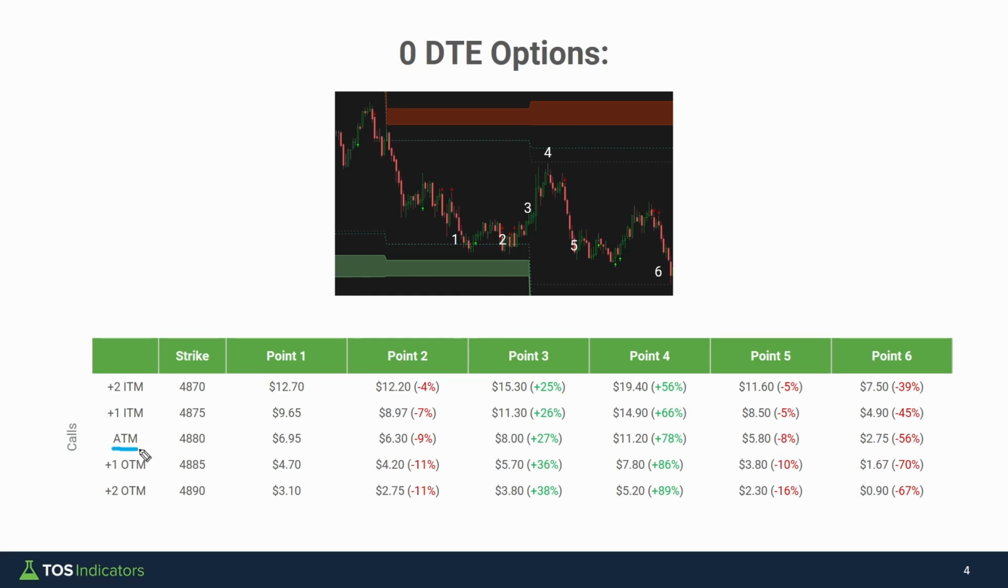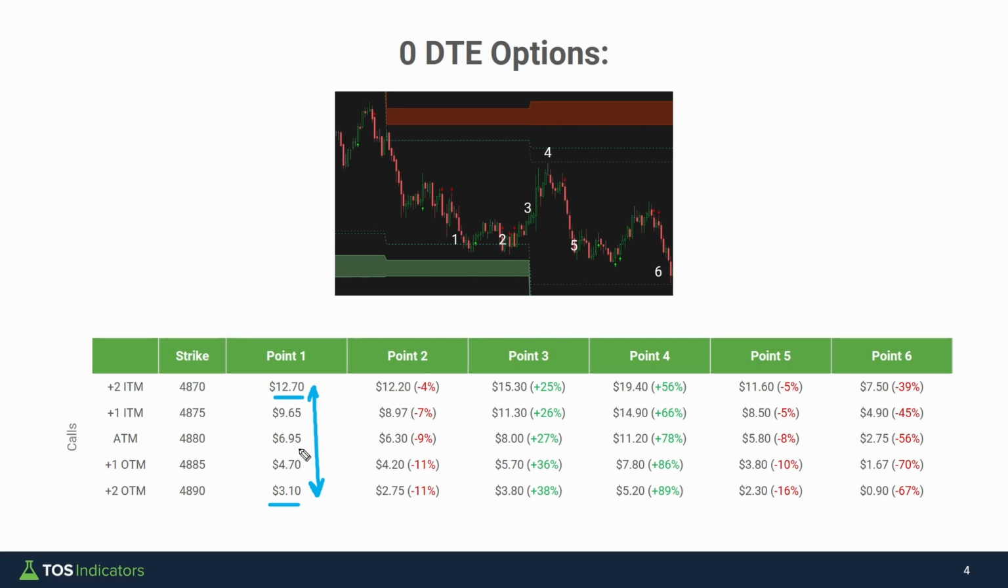So we have our at the money option, which was the 48.80 strike. This is again the calls, the 48.80 call. And at point number 1, which is when we have that volatility box breach, these options were going for about $700 per contract, $695. If we compare the contract pricing across the 5 different contracts we have, we can see that the 2 strike in the money varies from $12.70 per contract, so more than $1,000 per contract, to $310 if you went to 2 strikes out of the money.